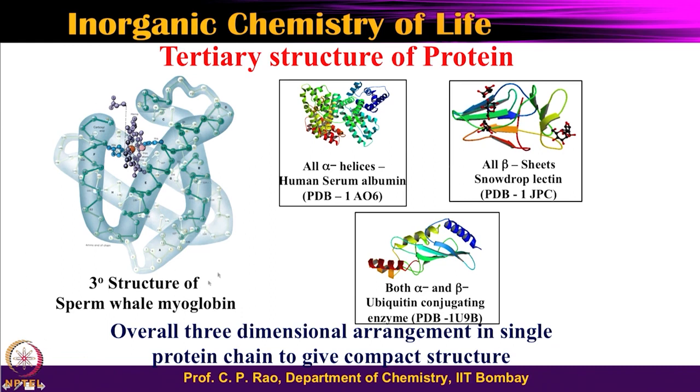The example shown over here is the myoglobin protein. Of course, we are going to look into the details of this at a later stage, and this is the portion where you have a heme-containing portion. This is not the appropriate time to highlight the heme part of it, but otherwise you can see this is the tertiary structure of that.